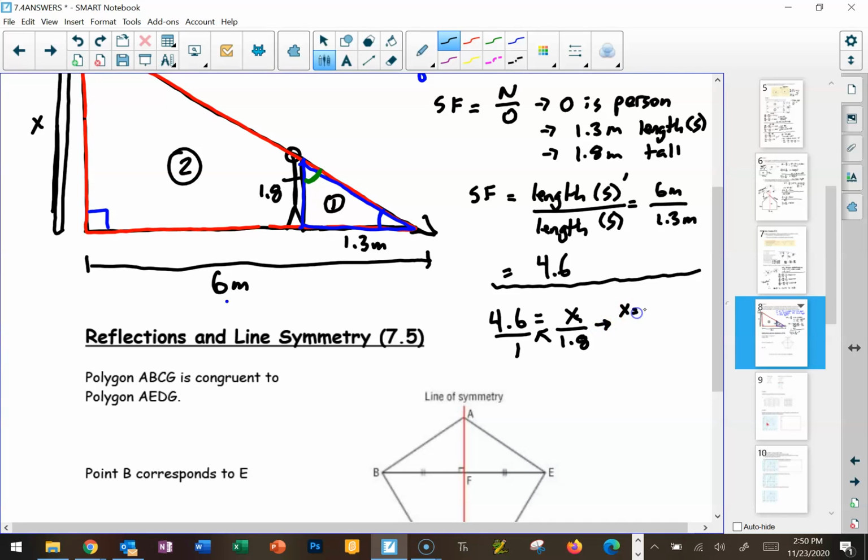So x equals 1.8 times 4.6, and then divide that by 1, which we really don't have to do. So 1.8 times 4.6 is 8.28 meters. So what that means, we solved for x, it's 8.28 meters.